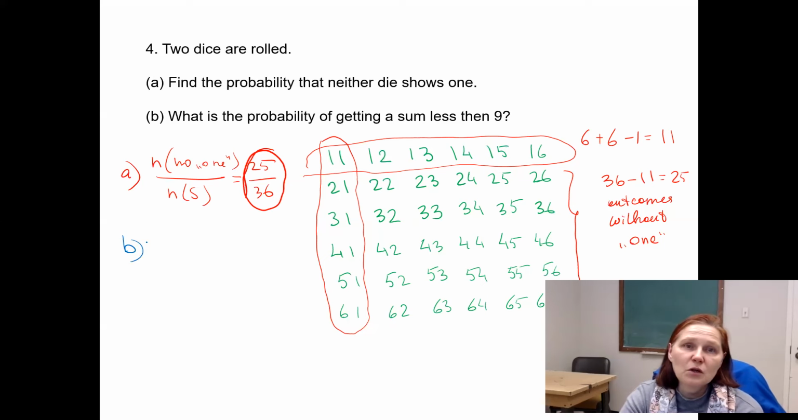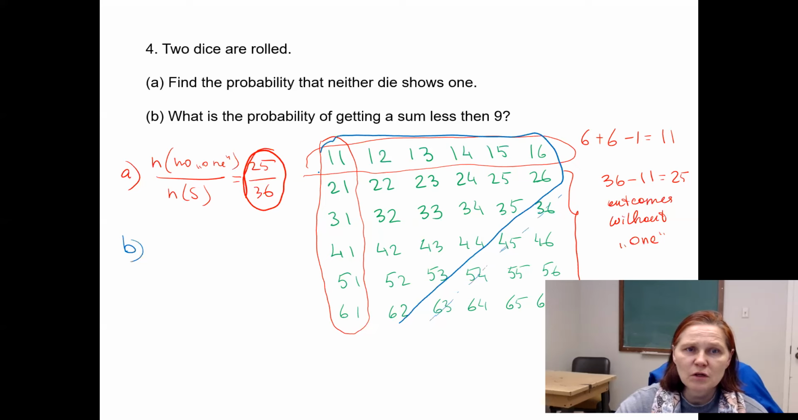what is the probability of getting a sum less than 9? We must find the outcomes with the sum less than 9. First, let us find where the sum equals 9. The same sum is usually on the diagonal. 3 plus 6, 4 plus 5, 5 plus 4, 6 plus 3. On this diagonal, less than 9 is above the diagonal. So you can just count these outcomes, or you can find it easiest to find the complement.